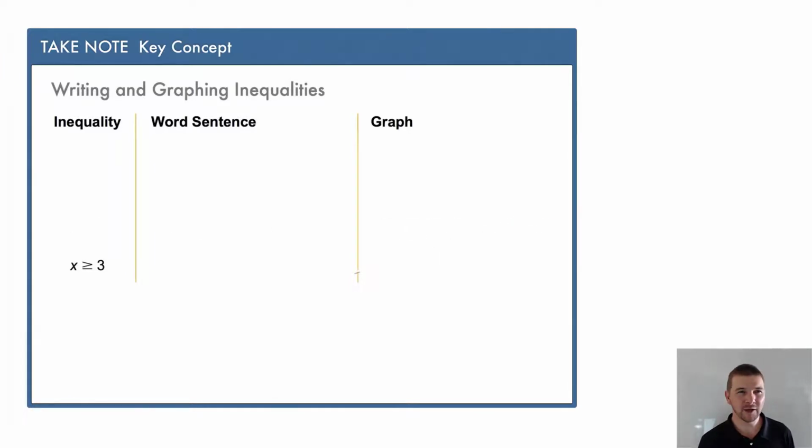x is greater than or equal to 3. In a word sentence, x is greater than or equal to 3. And as a graph, similar to the one above, but with a solid dot or closed circle at 3, indicating that 3 is a solution or a part of the solution set. The arrow again points to the right, indicating that all values to the right of or greater than 3 are also solutions.